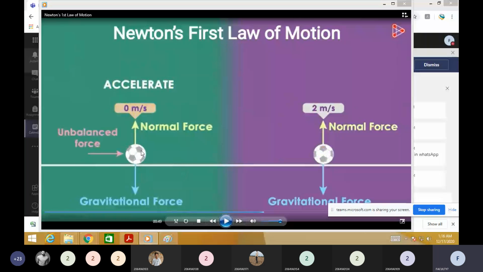Now the question arises, how can you move this particular football? By exerting an unbalanced force. We will see later what is unbalanced and what is balanced. A force should act on the football, then only does it move from the rest position to some moving position. So it is going to accelerate when you apply an unbalanced force. We will see about balanced and unbalanced in the next videos.